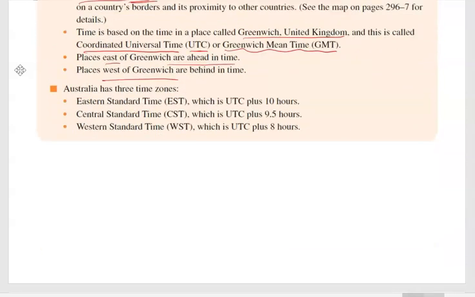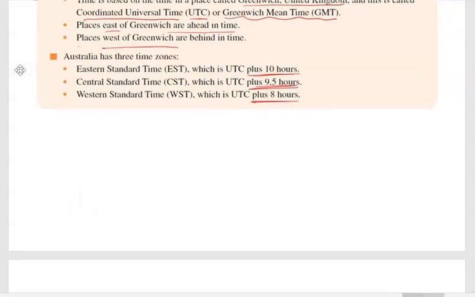Eastern Standard Time, which is 10 hours ahead of Greenwich time. Then we have Central Standard Time, 9.5 hours ahead. And then we have Western Standard Time, which is 8 hours ahead.